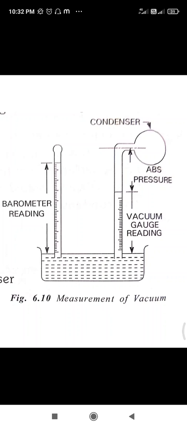Next class we'll discuss the air pumps, the Edwards air pump and the steam jet ejector. These are the main topics we will discuss in the next class.